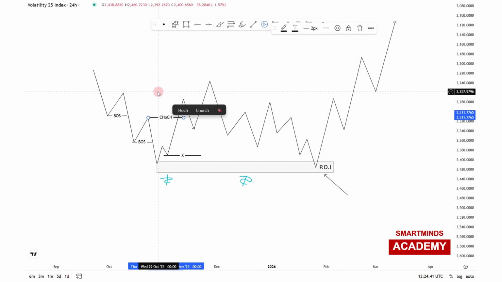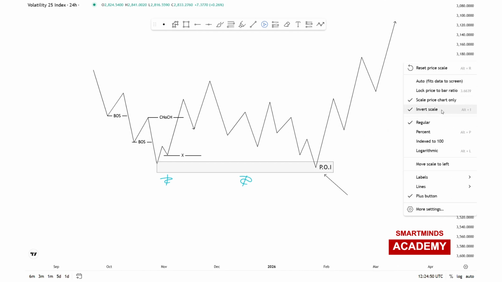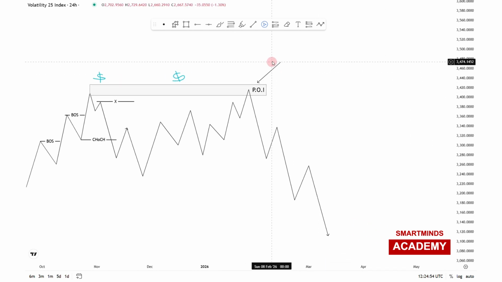And then we'll have a pullback into the point of interest before the price can push up. It's the same thing for a bearish, for a bullish. This one is a common smart money model. Now, this is your risk entry at this point. Like I always say, the first entry is a risk entry.